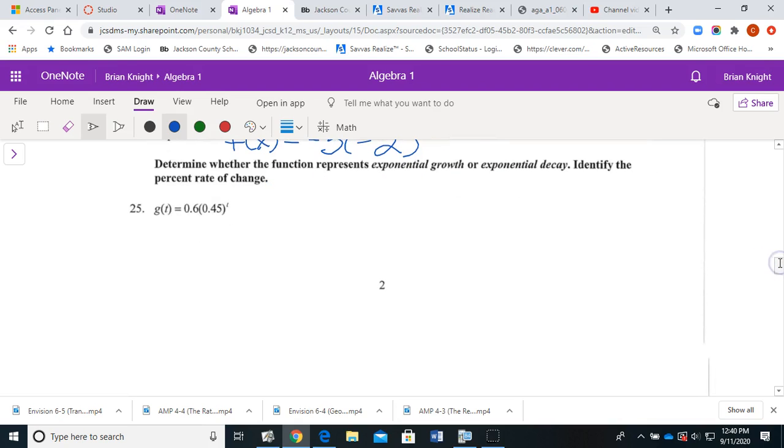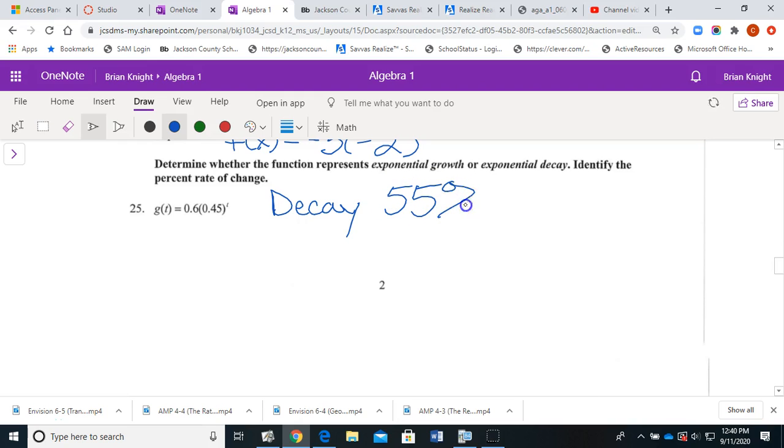For 25, you literally just have to say exponential growth or decay, and then you have to tell me what is the rate of change. Okay, so is that growth or decay? That's decay. That is definitely decay. How do you get the percent? 55%, right? That is 55%.